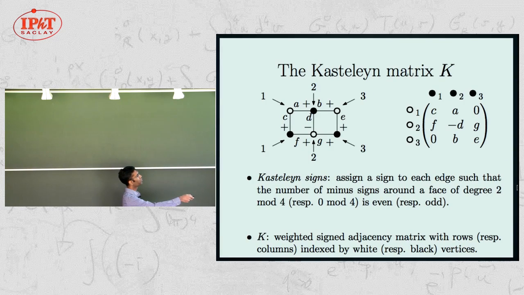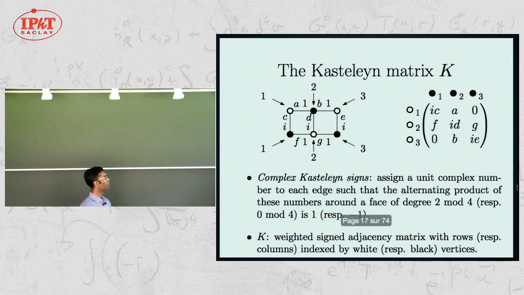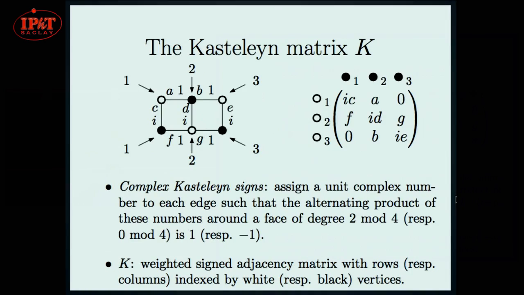At position 2, 2, between white vertex 2 and black vertex 2, you have D and minus. You multiply them out and you get minus D. At position 1, 3, between white vertex 1 and black vertex 3, you don't have directly an edge, so you have a 0. So the Kasteleyn matrix K is the weighted signed adjacency matrix of this bipartite graph. So here I defined Kasteleyn signs to take values either plus or minus, but we can do something slightly more general, and allow the Kasteleyn signs to be any unit complex number.